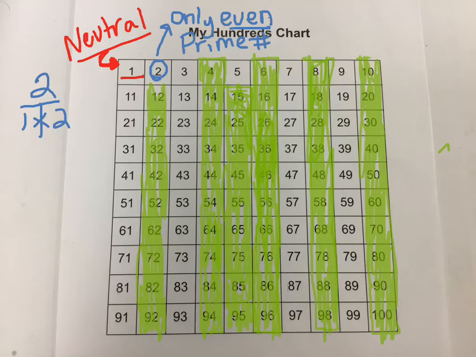Okay, 1 plus 1 is 2, not divisible by 3. 2 plus 1 is 3, so that one's divisible by 3. 3 plus 1 is 4, nope. 4 plus 1 is 5, nope. 5 plus 1 is 6, yep, 3 goes into 6 evenly. 6 plus 1 is 7, nope. 7 plus 1 is 8, nope. 8 plus 1 is 9, yes, so 3 goes into 9 evenly.